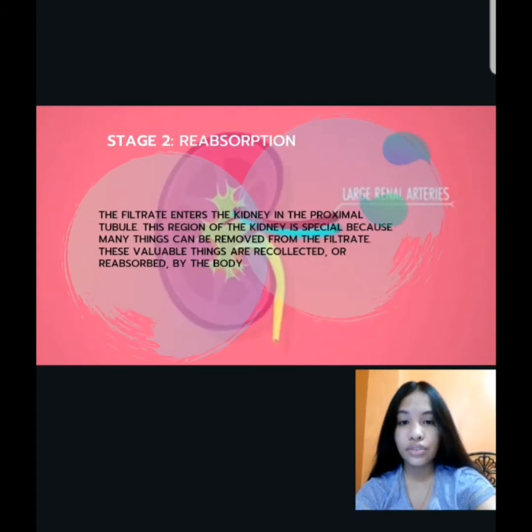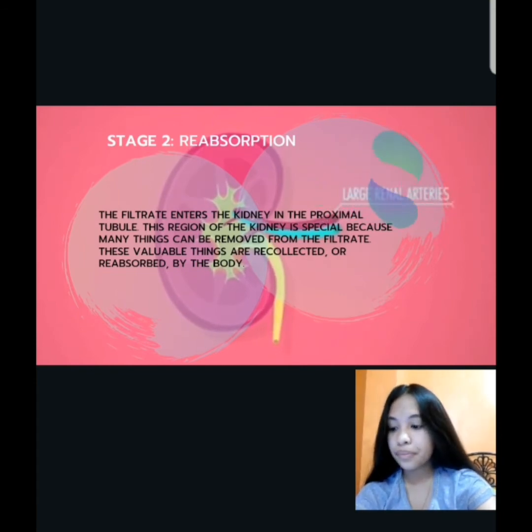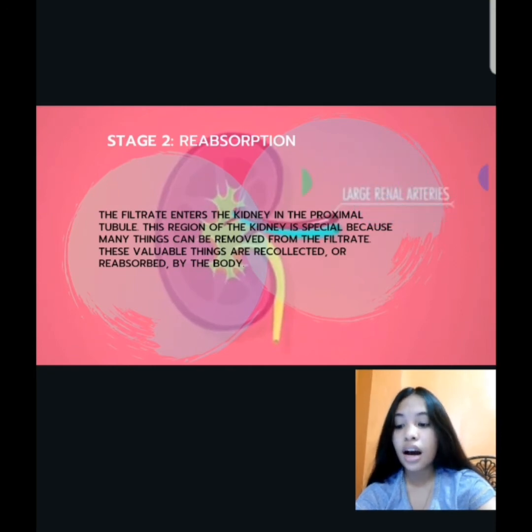The second stage is reabsorption. The filtrate enters the kidney in the proximal tubule. This region of the kidney is special because many things can be removed from the filtrate. These valuable things are recollected, or reabsorbed, by the body. Glucose, certain salts, vitamins, hormones, and amino acids are restored to the body and will not be included in urine.